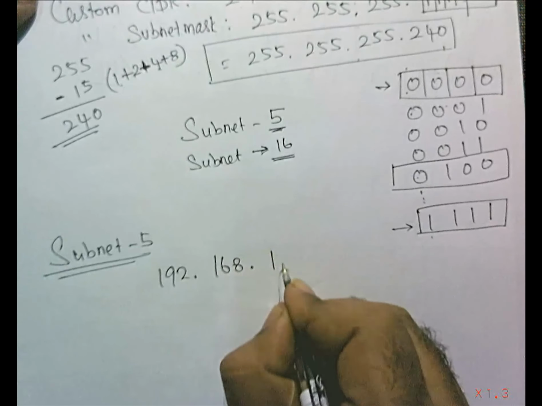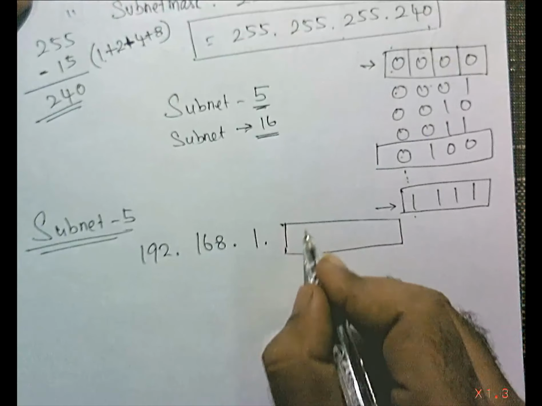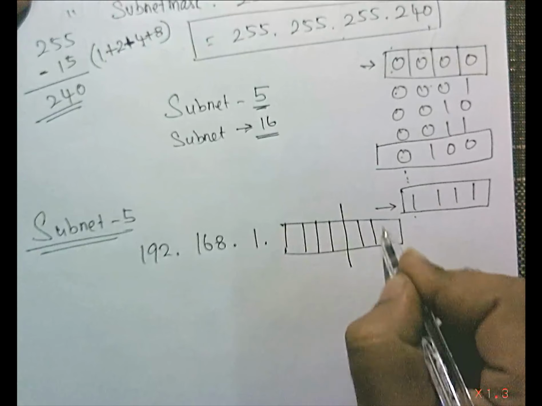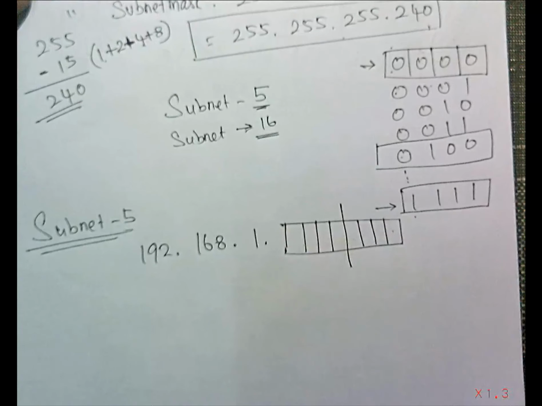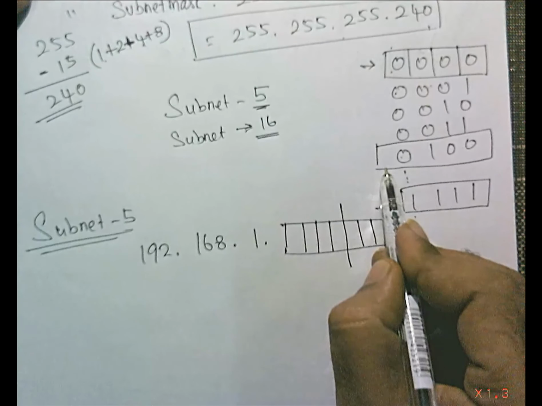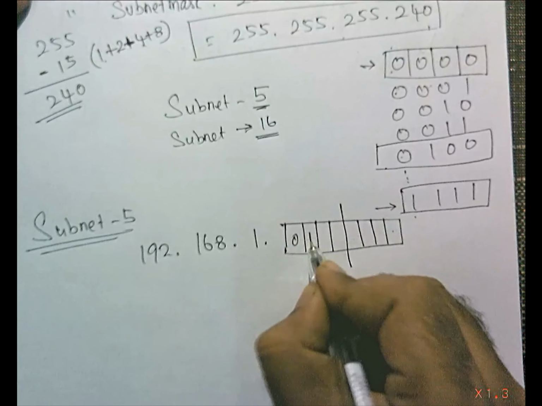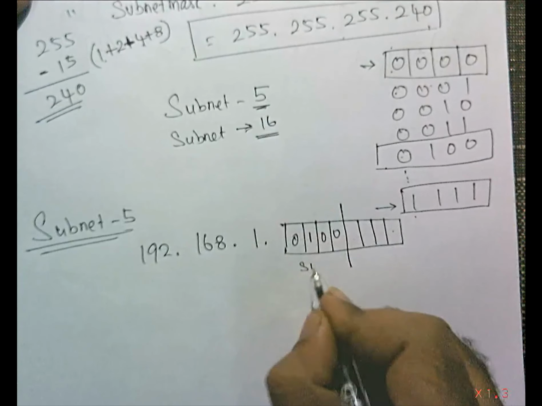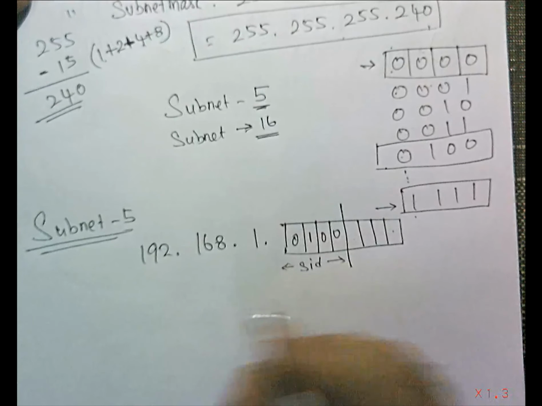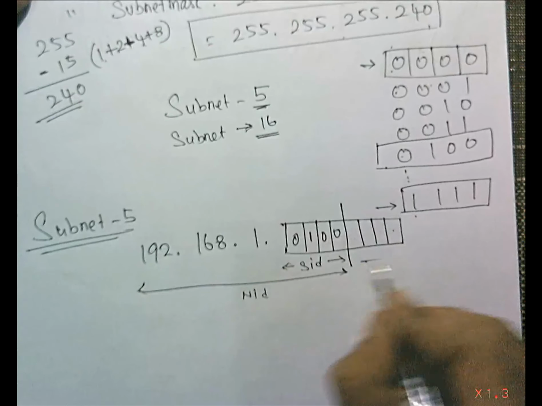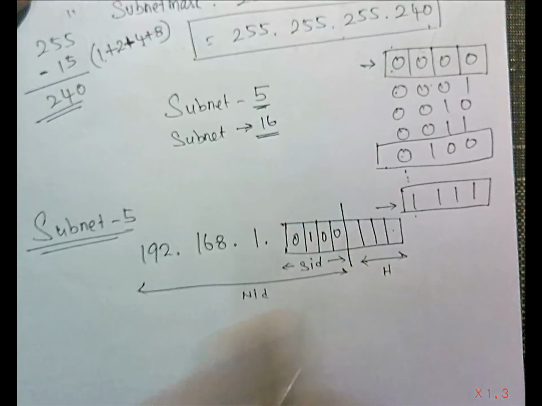192.168.1 dot. So there is no change in the first three octets, only in the last octet there will be a change. So 1 2 3 4, 4 bits we borrowed, and the remaining 4 bits are available. Now for the subnet ID, we decided the fifth subnet, so 0100, this is going to be your subnet ID. The whole thing is going to be your network ID, and this is going to be your host part.